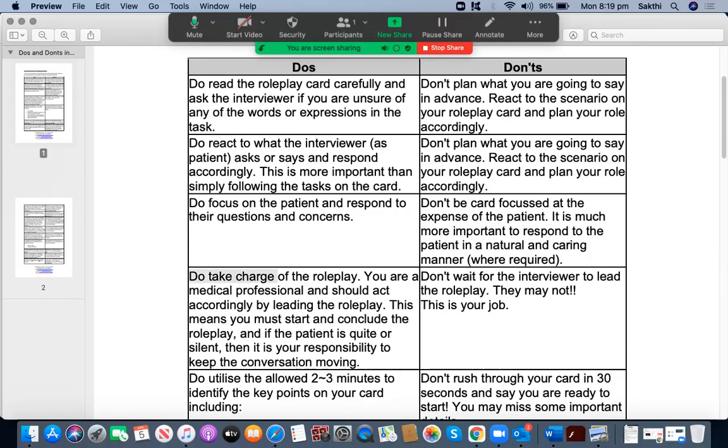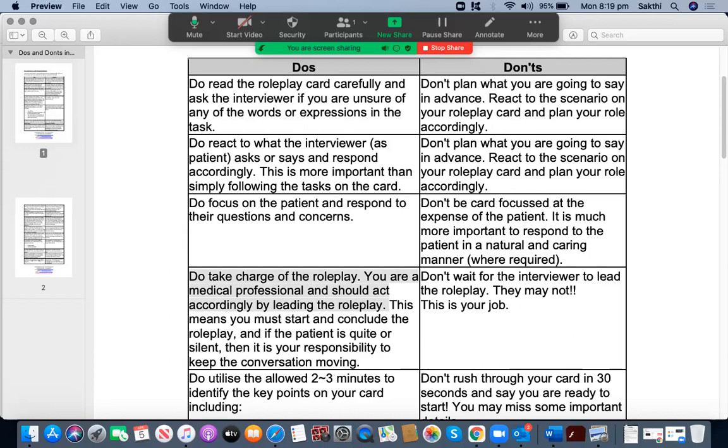So, do take charge of the role play card. See, you are already a medical professional and you should act accordingly by leading the role play conversation. Remember that there are two people in the role play conversation: one is the participant and the other is the leader. You must be able to take the leadership role throughout the role play conversation.